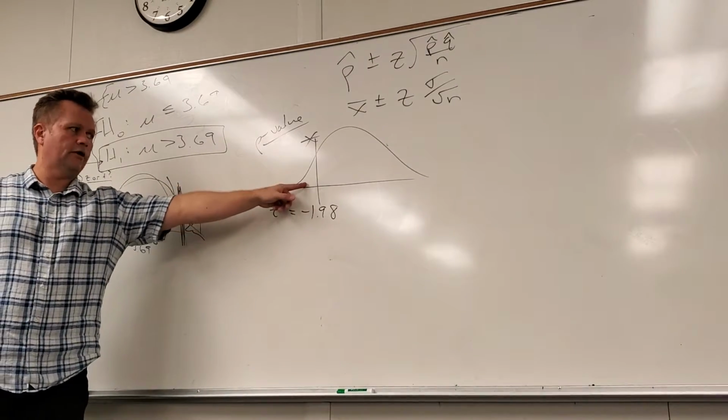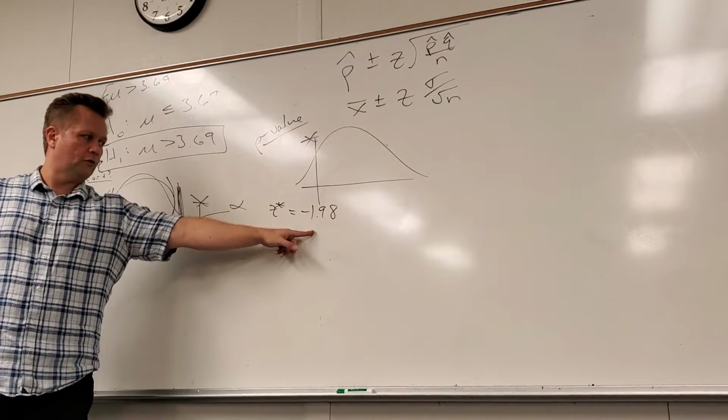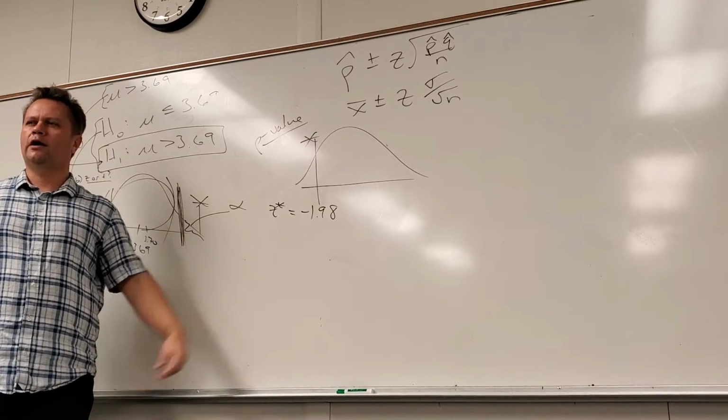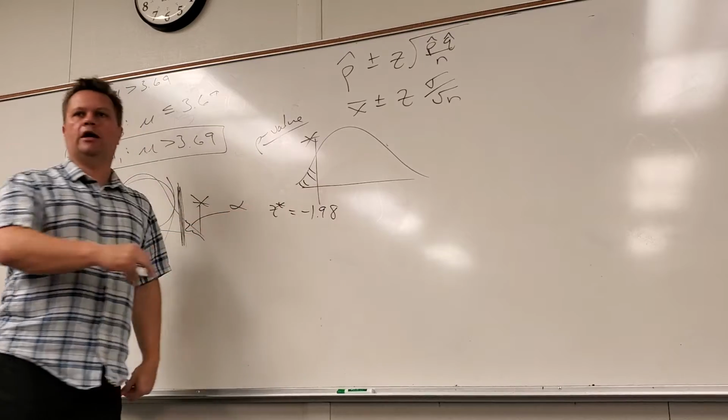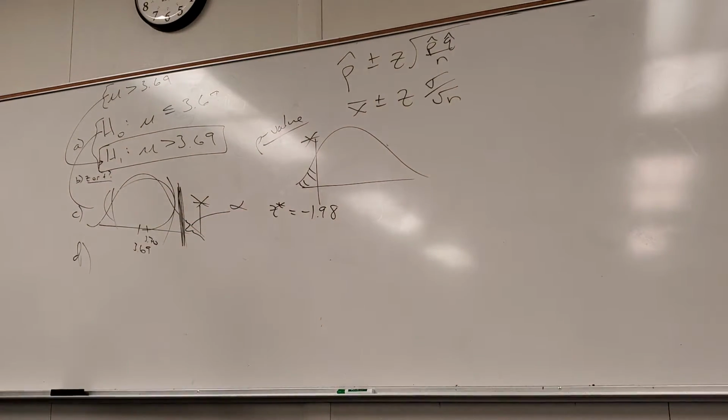Just what's this area? Negative 1.98. Why is that one nice? Because the z-score chart tells me areas that are where? Below the thing I look up. So if I look at negative 1.98, that's the answer. What is it? 0.0239? Is that what you guys are getting?